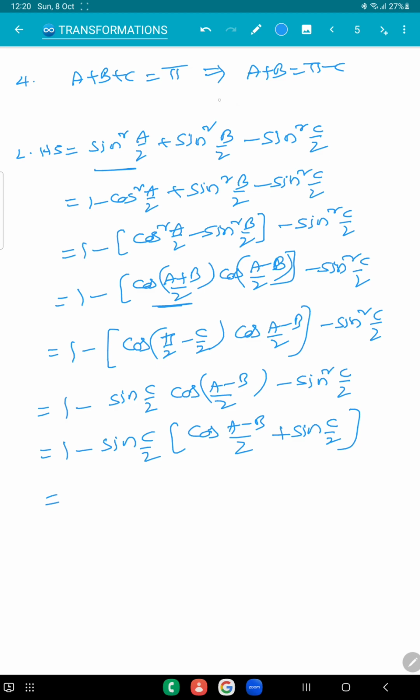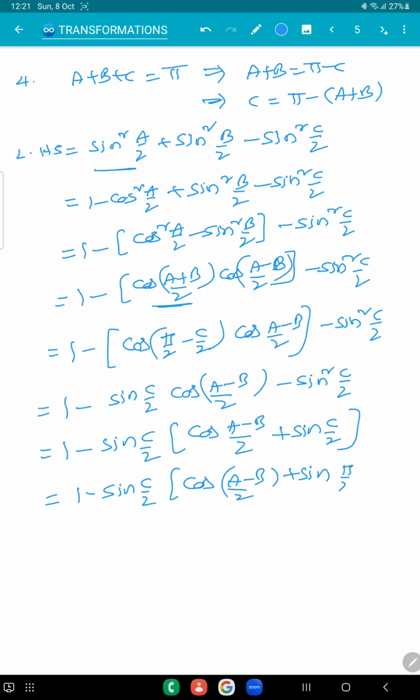Again from this one what we can write? So 1 minus sine c by 2 times cos of (a minus b) by 2. What is sine c by 2? Sine of, what is c by 2? Pi by 2 minus of (a plus b) by 2.